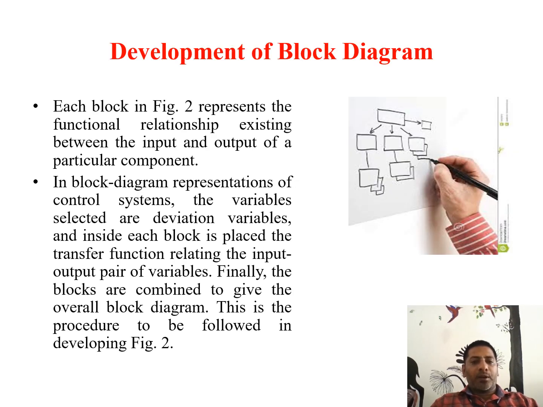Next, we see the development of the block diagram. Each block in Figure 2 represents the functional relationship existing between the input and output of the particular component. In the block diagram representation of the control system, the variables selected are deviation variables, and inside each block is placed the transfer function. The transfer function relates the input-output pair of variables, the output being directly proportional to the input. Finally, the blocks are combined to give the overall block diagram. This is the procedure to be followed in developing the block diagram of a process.